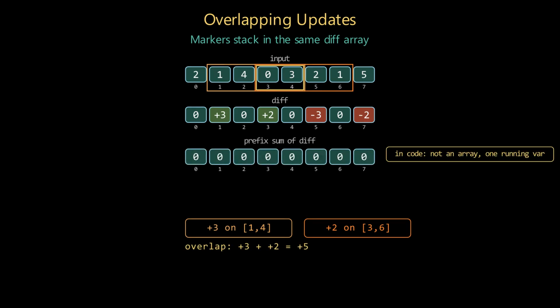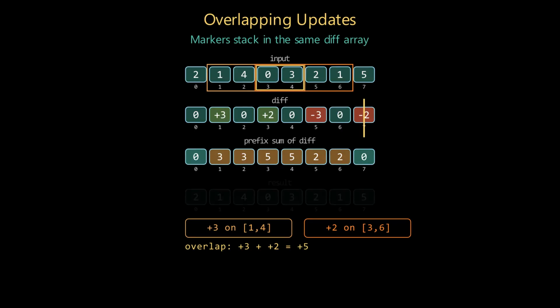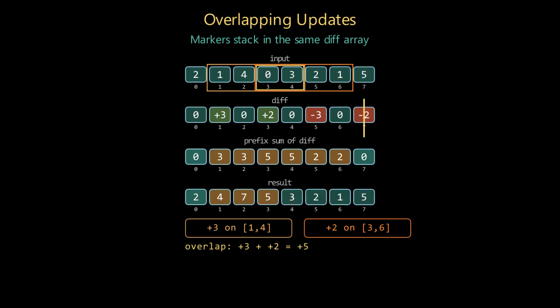Now take the prefix sum of diff. Where the 2 ranges overlap, the running sum becomes 5, because 3 and 2 are both active. Finally, add that prefix value to the input array. The overlapping cells receive both updates automatically.